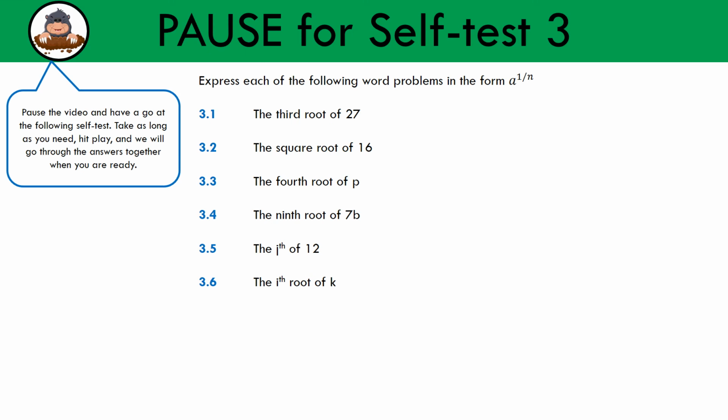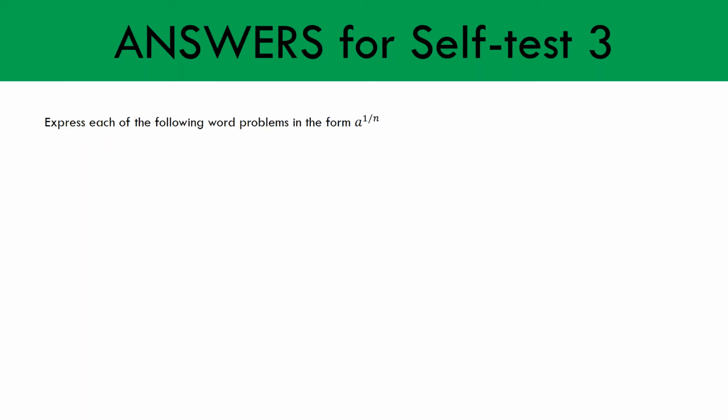So express each of the following word problems then in the form of a to some kind of fractional index 1 over n, and answers will be on the next slide. So the third root of 27 can be described as, or is an equally valid way of saying that is, 27 to the power of 1 over 3.